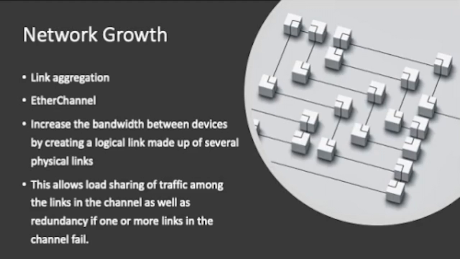Network redundancy can be achieved by duplicating network equipment, like increasing the number of switches or links, or by link aggregation. One type of link aggregation is EtherChannel, which increases the bandwidth between devices by creating a logical link made up of several physical links. This allows load sharing of traffic among the links in the channel as well as redundancy if one or more links in the channel fail. So these are the factors that we have to consider when we are designing a network for a company.